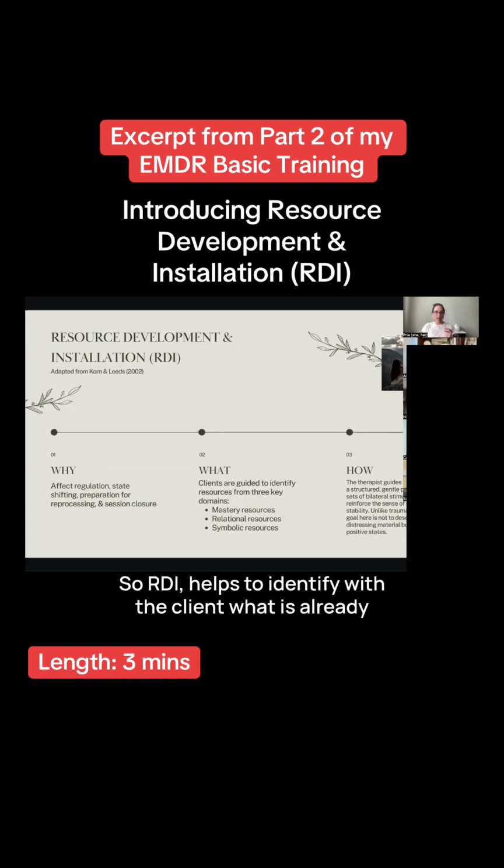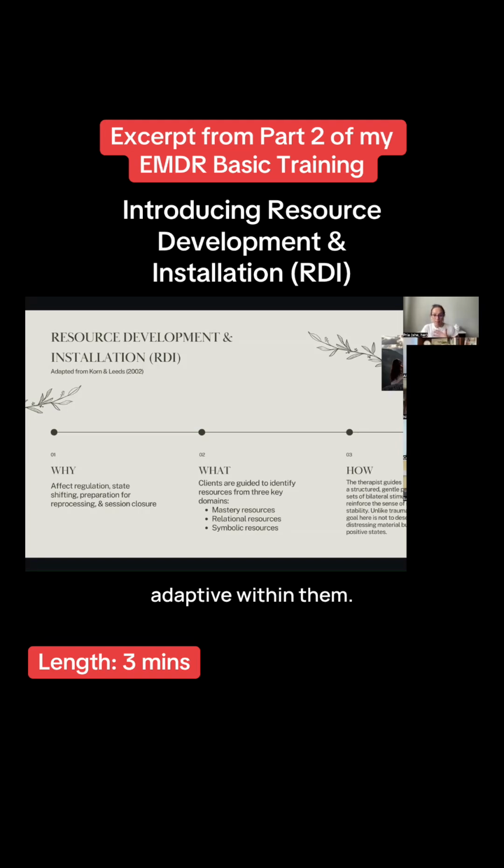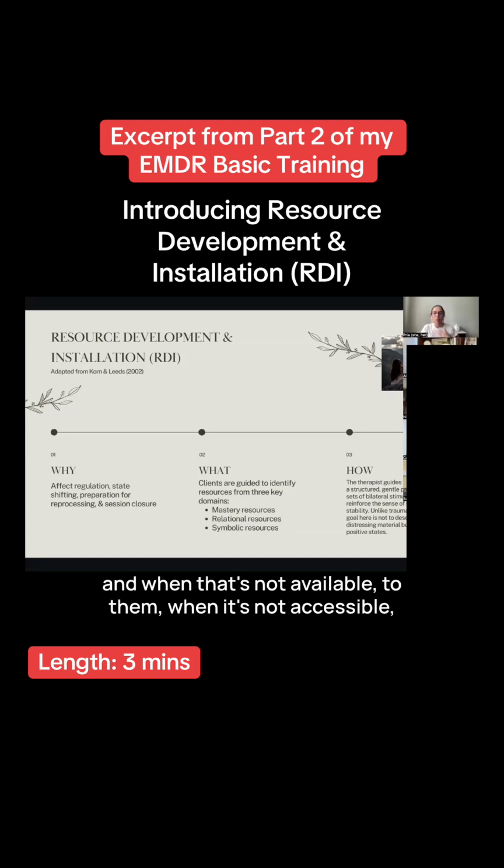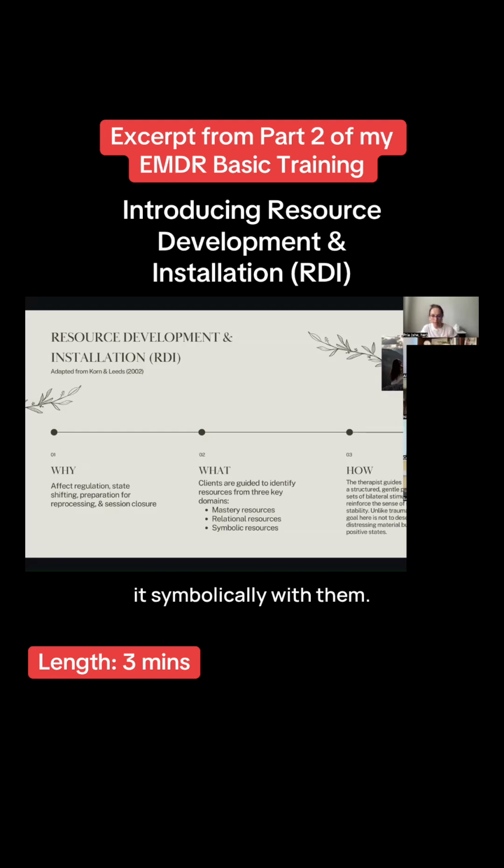So RDI helps to identify with the client what is already adaptive within them. Okay. And when that's not available to them, when it's not accessible, what's already adaptive within them, we try to build it symbolically with them. And clients are then guided to identify resources across three domains. So, mastery, relational, symbolic. Okay.